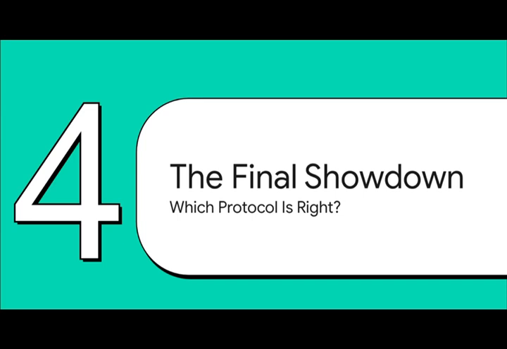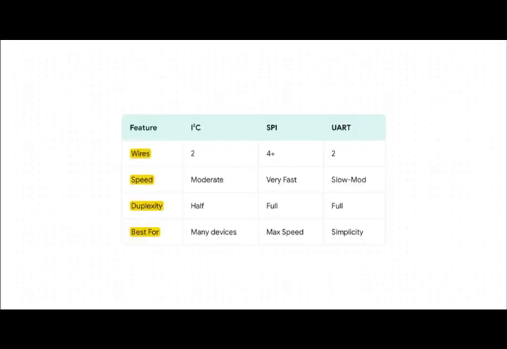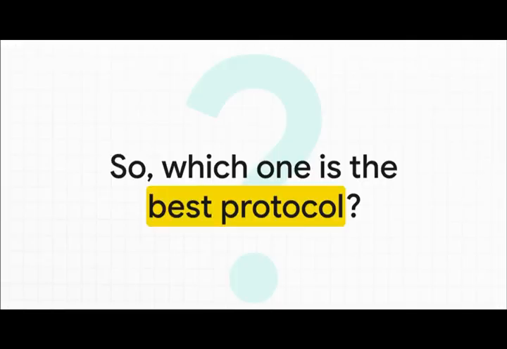Okay, so we've met our three protocols. We've seen how they handle timing, how they're wired up, and how they manage conversations. Now let's bring them all back together for one final showdown and see how they really stack up side by side. This table really says it all, doesn't it? You can see the clear trade-offs. If you absolutely need to connect a bunch of devices and every millimeter of board space counts, I2C's two-wire setup is your champion. If raw speed is the only thing that matters, like for a display, you'll happily accept the extra wires of SPI. And for a simple, rock-solid link between just two chips, you really can't beat the simplicity of UART.